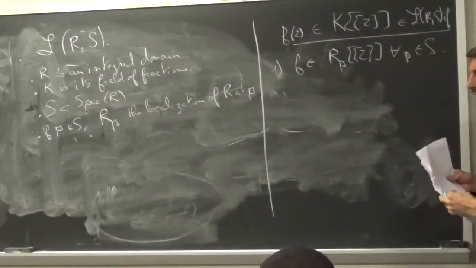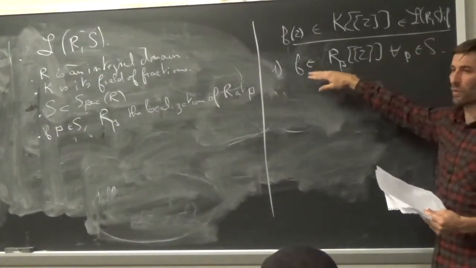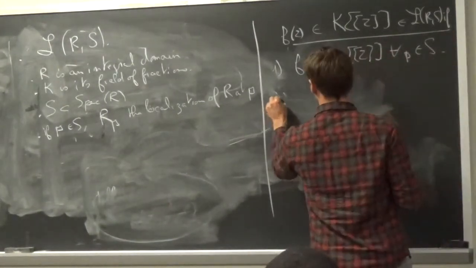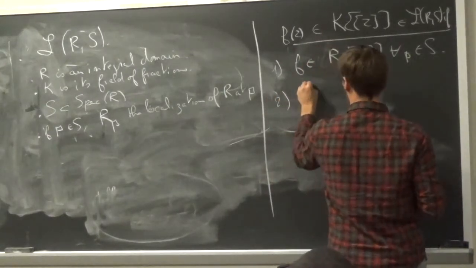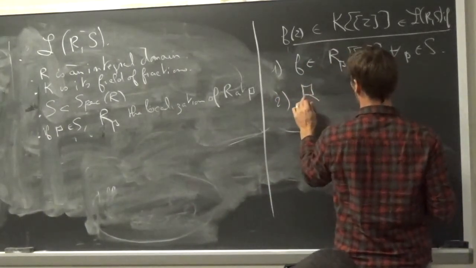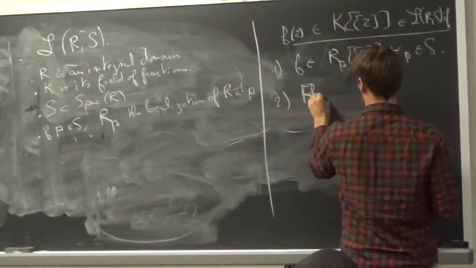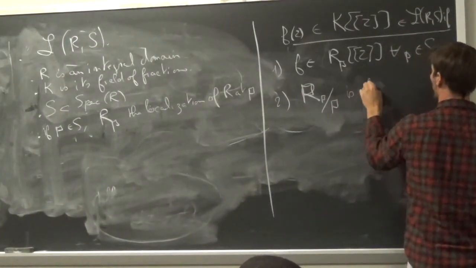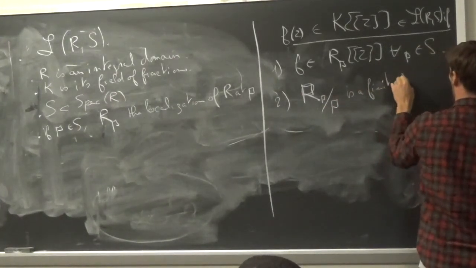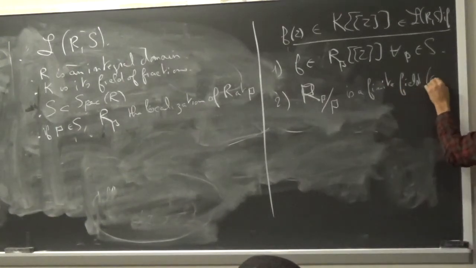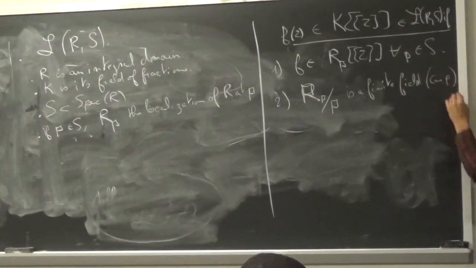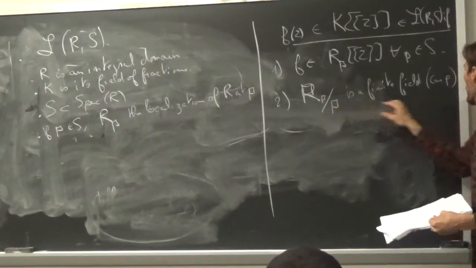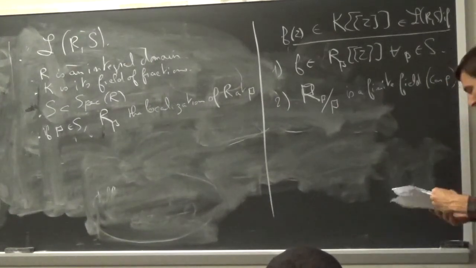So this just says that we will be able to reduce the coefficients modulo the primes in S. The second thing is that the residue field, R_P over P, is a finite field, and we assume that its characteristic is p. So that's why we call it p for the prime ideals, and we assume that the residue field has characteristic p.